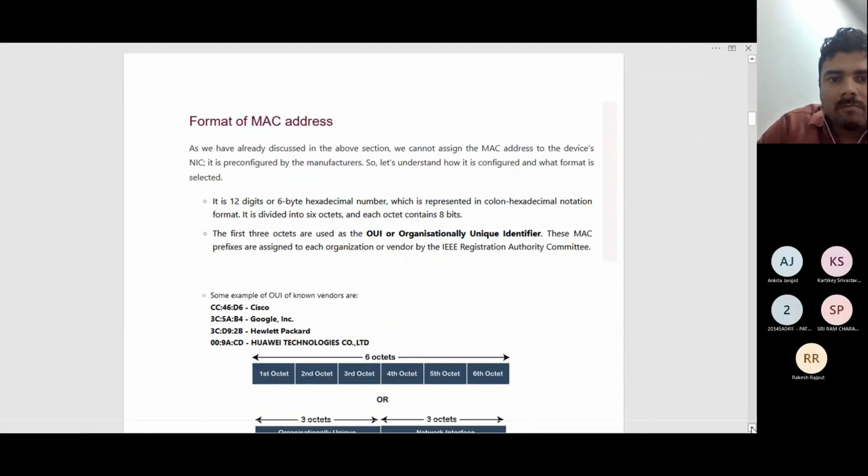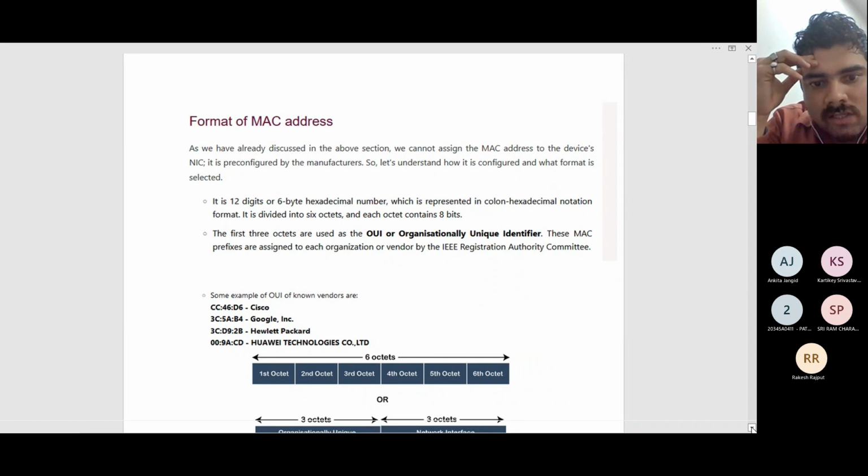Now comes the format of the MAC address. As we have already discussed in the above section, we cannot assign the MAC address to the device's NIC. It's pre-configured by the manufacturer. So let's understand how it is configured and what format is selected. It is a 12-digit, 6-octet hexadecimal number, represented in colon hexadecimal notation format. It is divided into 6 octets, and each octet contains 8 bits.